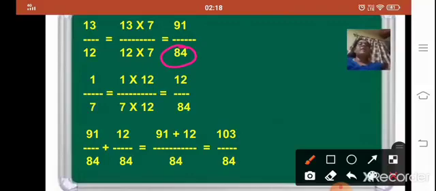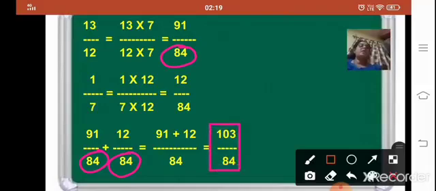The same way with the next fraction 1 upon 7. 7 if you multiply it by 12, you will get 84. So you will multiply this 7 into 12. Again the numerator will also be multiplied by 12. So 1 into 12 is 12. Now you have made the denominators same. Now it is easy for you to add. So 91 plus 12 upon 84. So 91 plus 12 is 103 upon 84. So this is your answer. Okay. So you have to be very careful while multiplying and adding the fractions.